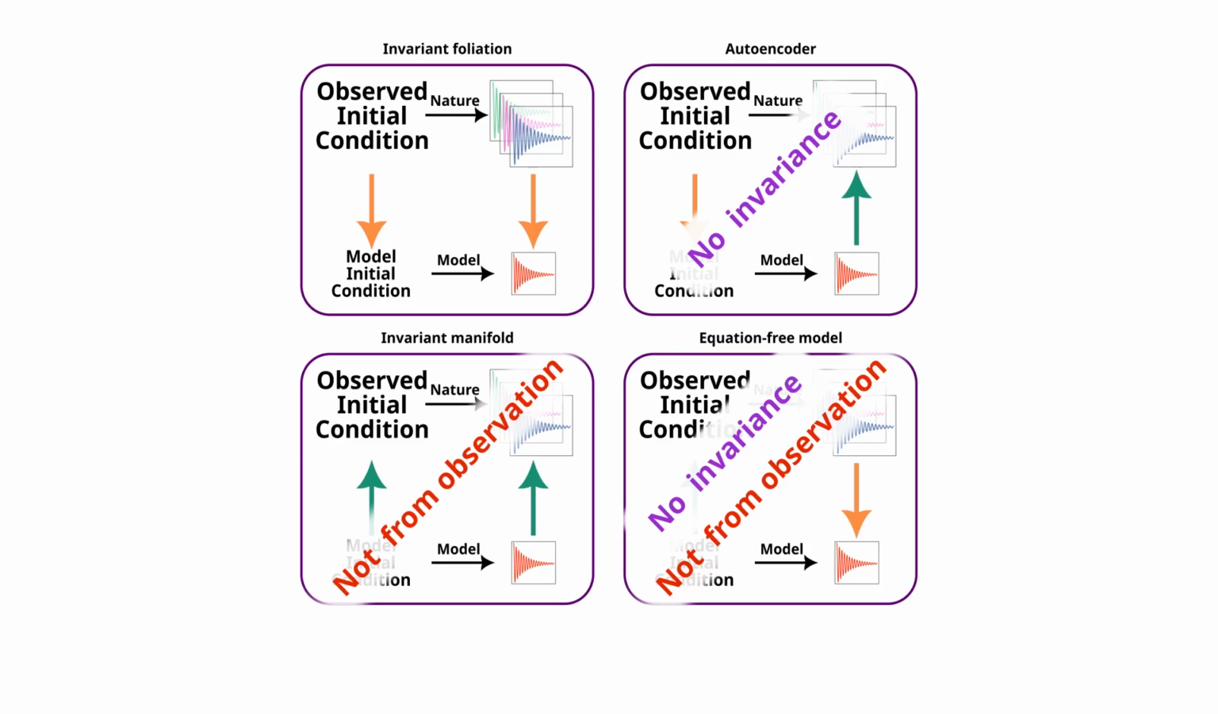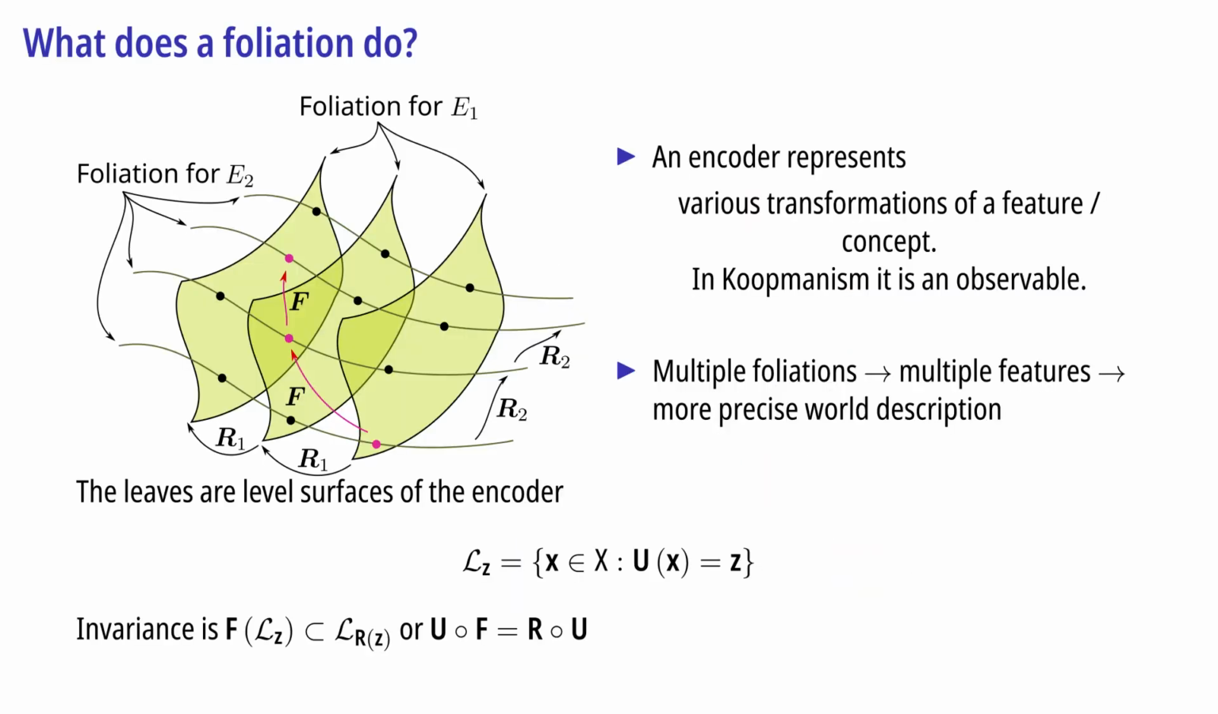Unfortunately, neither equation-free models nor the autoencoders enforce invariance. The autoencoder in particular only identifies where most data is in space, which is rarely an invariant manifold. Therefore, we are only left with the invariant foliation as a viable candidate. An invariant foliation consists of an encoder and a model.